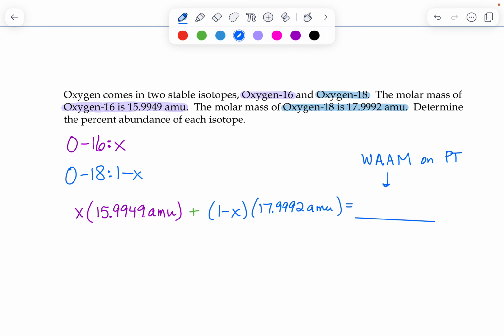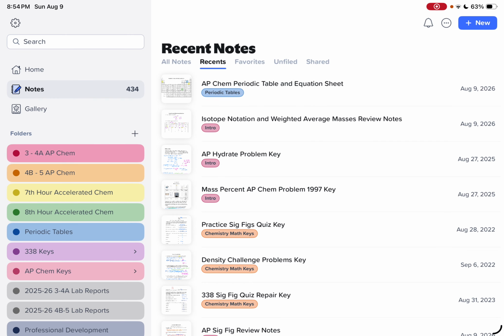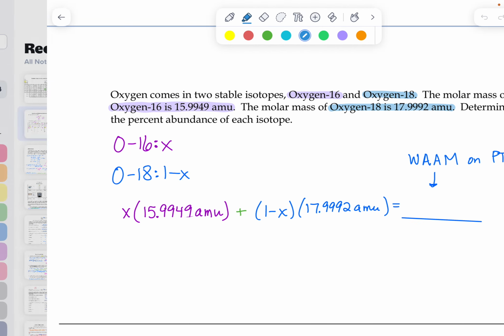When you consider all of the isotopes in the world of oxygen, the weighted average is 16.00. Our particular isotopes are 15.9949 and 17.9992, but the weighted average of those guys is 16.00.